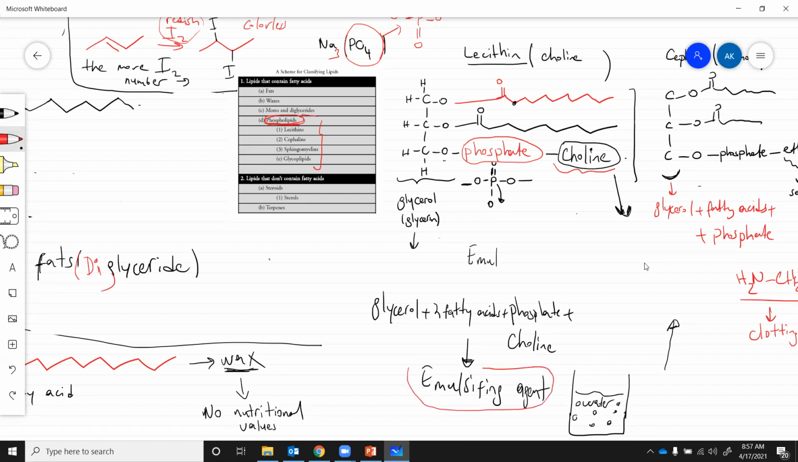Does anybody know what emulsifying means? Yeah, it's just like what an Alka-Seltzer does in water. It bubbles up. Yeah, I mean, kind of, right? So emulsifying agent is, again, if you look at this, we said that the lipids are not soluble in water, right? So these are not soluble in water.